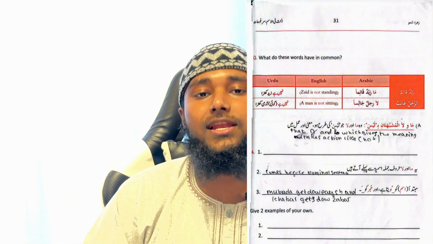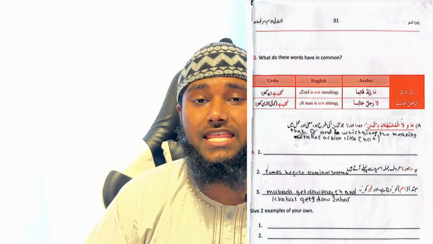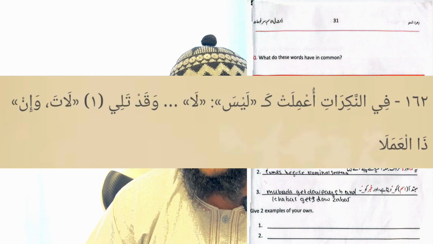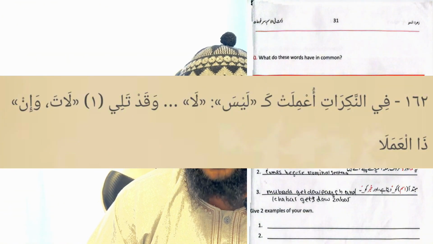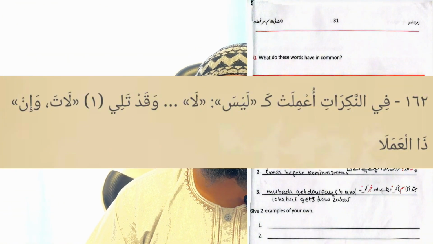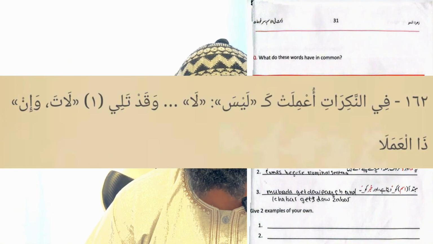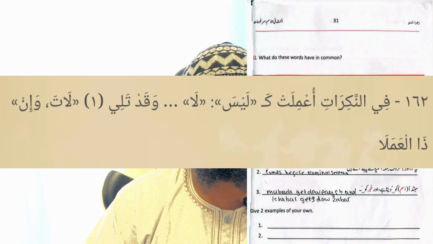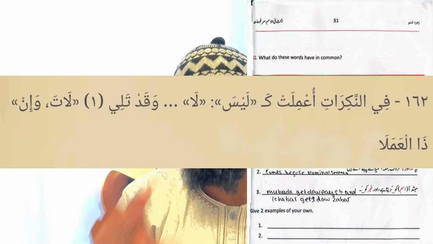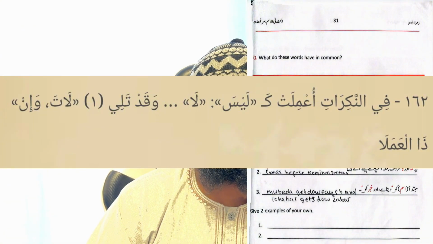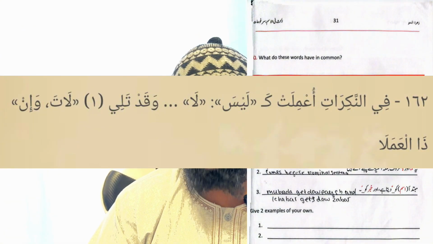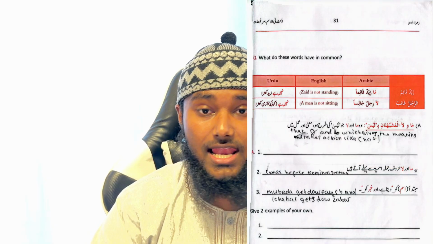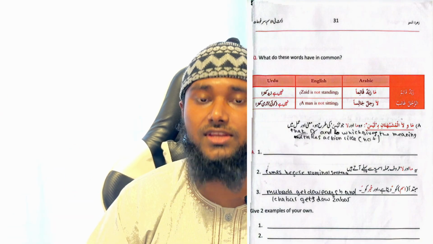So Ibn Malik mentions in his Alfiya that la في النكرات أعملت كليس لا وقد تليلات وإن ذا العمل. So في النكرات أعملت كليس لا. If you want to memorize that, you can. في النكرات, and only in unspecific words. In unspecific words, أعملت كليس لا. Then la, you can use it like that to negate stuff.